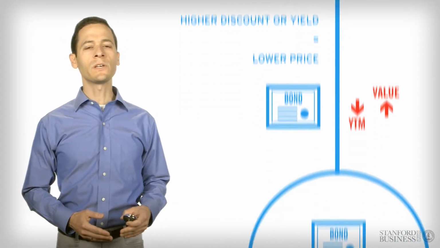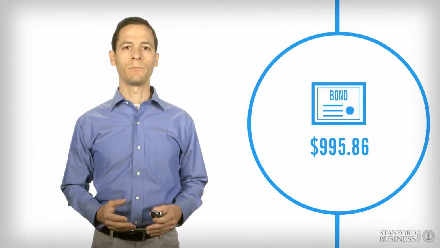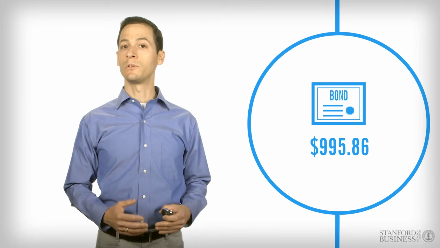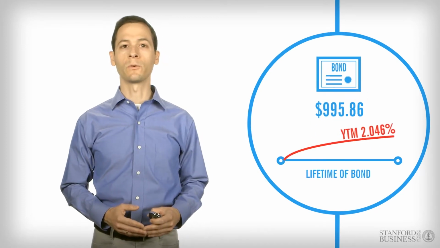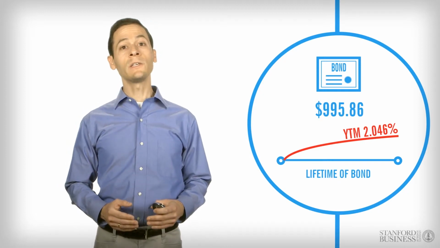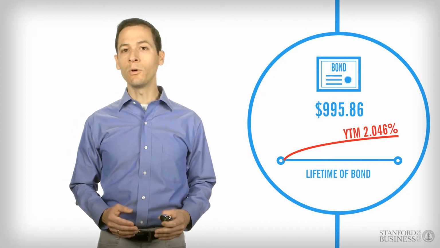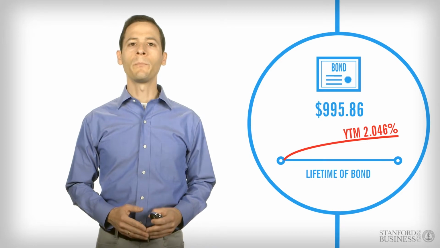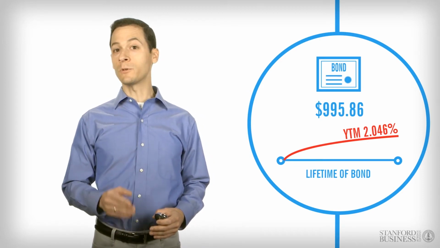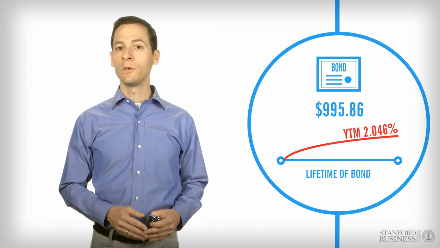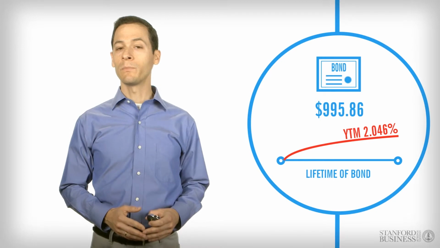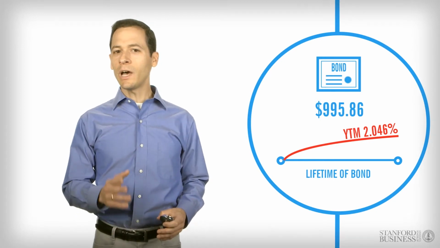Now, suppose that an investor actually bought this bond at issue at the price of $995.86, which is equivalent to a yield to maturity of 2.046%. Does that mean that the investor will actually realize an annualized return of 2.046%? Well, the first point you have to keep in mind is that he gets 1.023% compounded every 6 months, which works out to something closer to 2.06% per year. But getting that is actually not a sure thing.